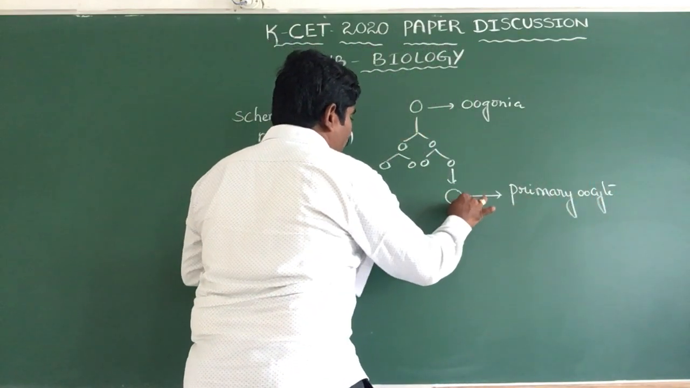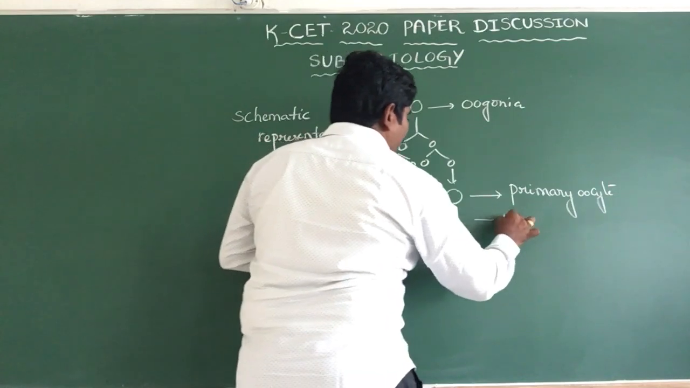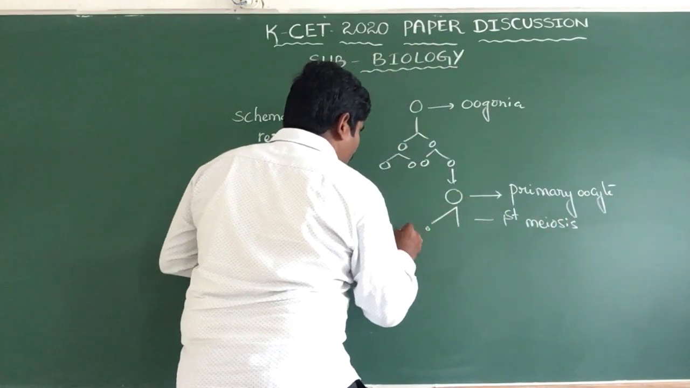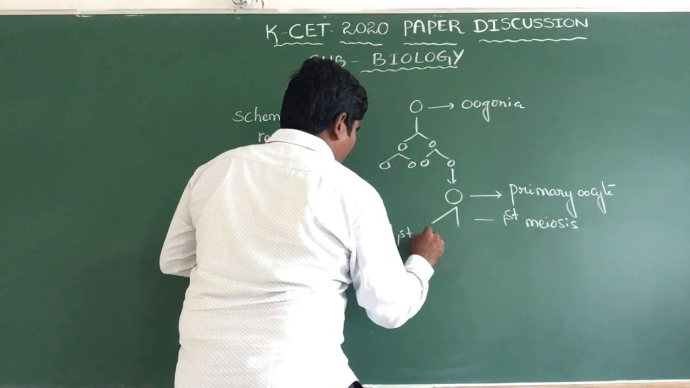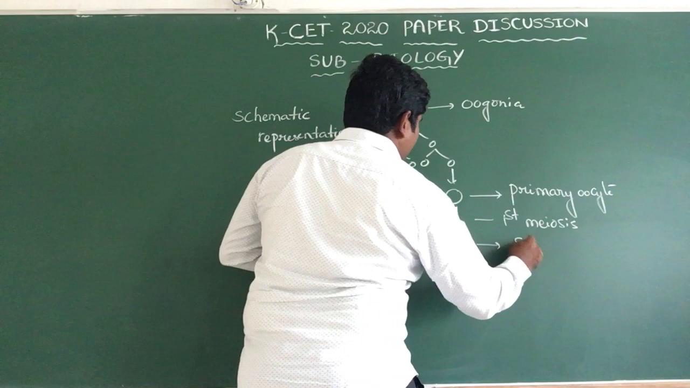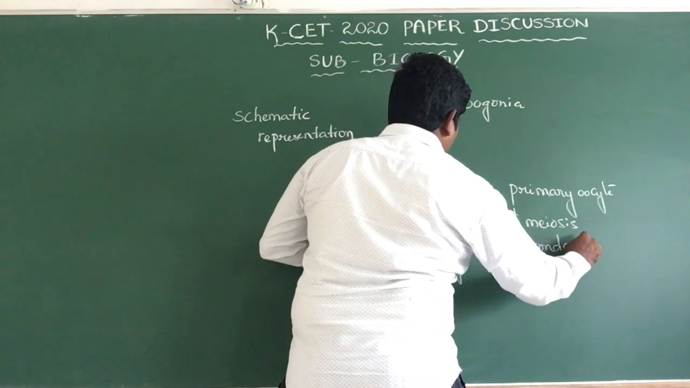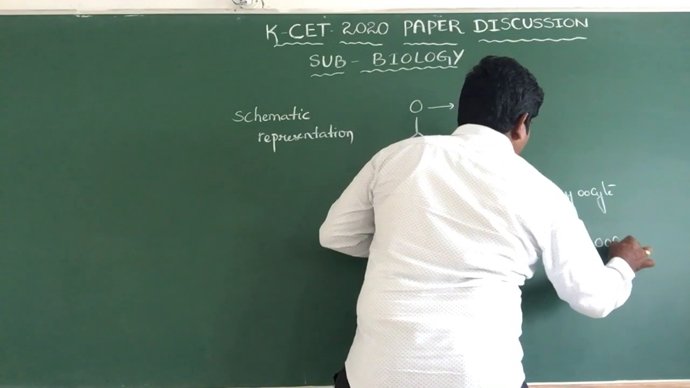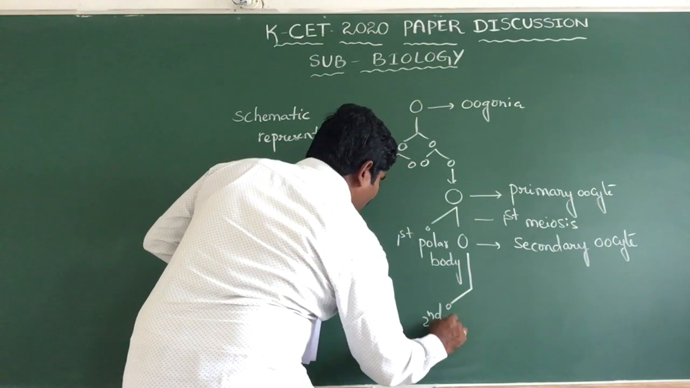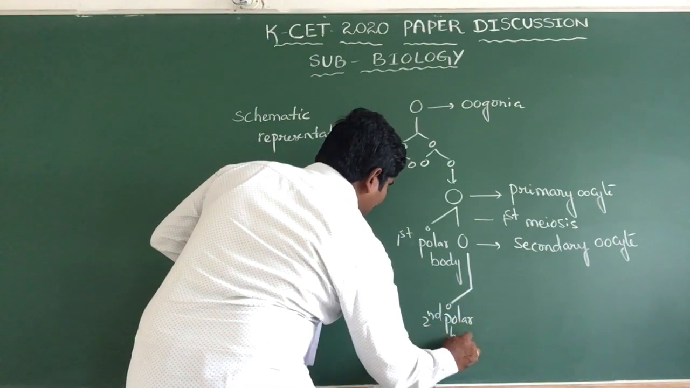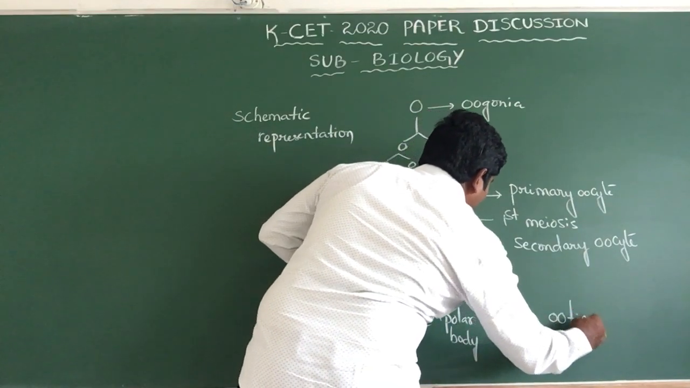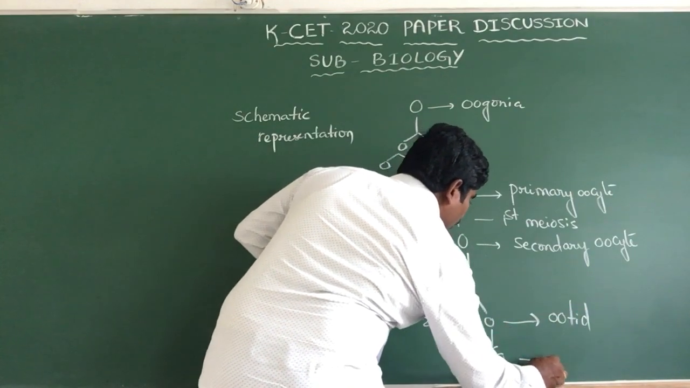After that, the primary oocyte undergoes the first meiosis division. After this first meiosis division, it forms the first polar body and the secondary oocyte. The secondary oocyte further undergoes another meiosis division and forms the second polar body, and an oocyte forms. This oocyte later converts into ovum.